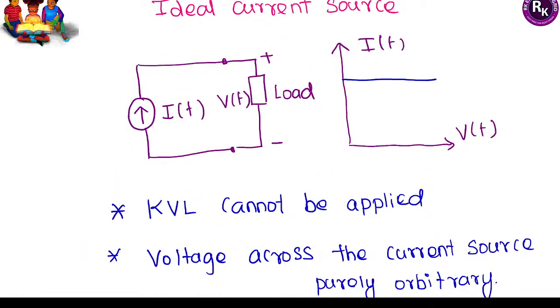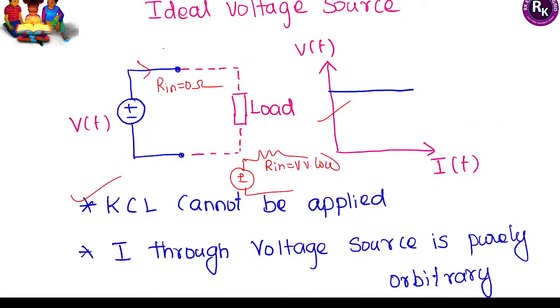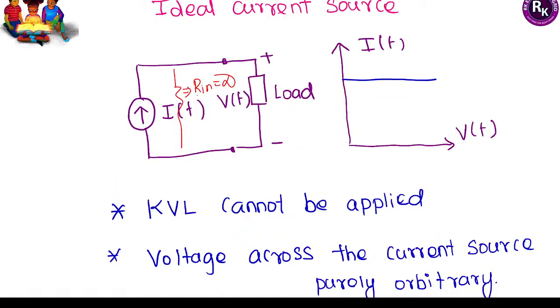Next, while talking about an ideal current source, the resistor connected in parallel will be infinity. For an ideal current source, the internal resistance will be infinity. For an ideal voltage source, the series resistor will be 0. Parallel we are not considering, only series resistor. Practically it will be very small. Here ideally the parallel resistor will be infinity, practically it will be very, very high.